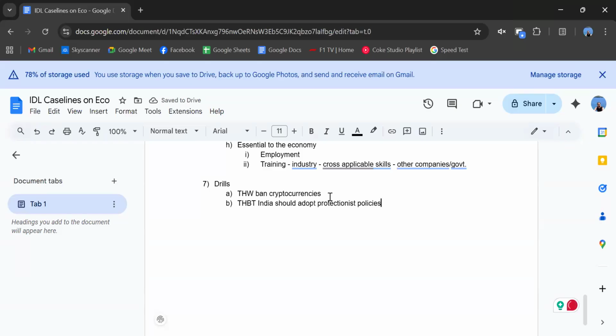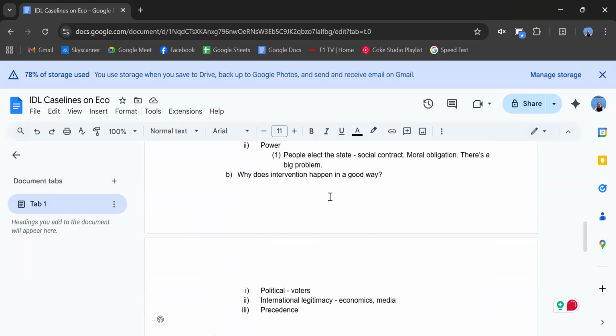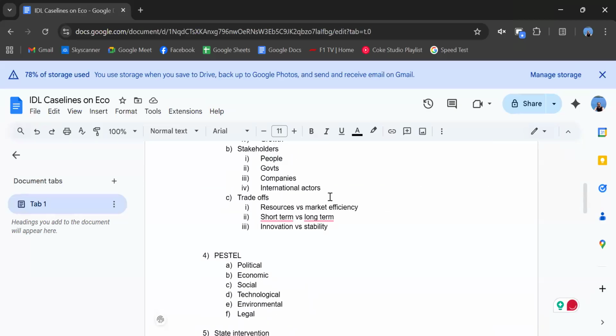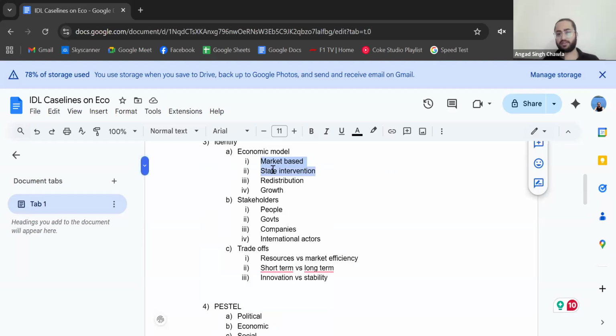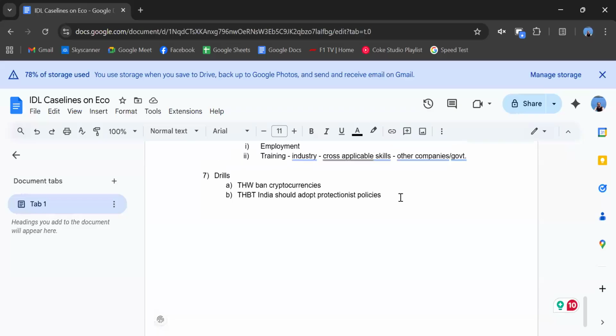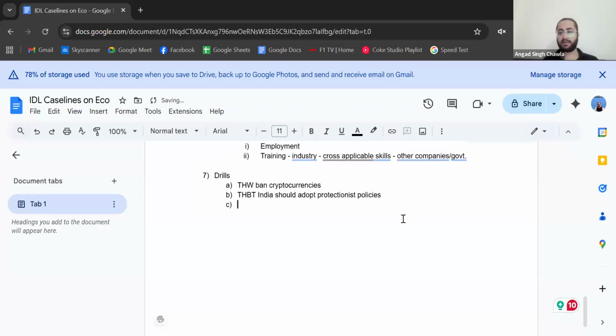Okay, so I think this would definitely be market, and government intervention, and maybe depending on what you're proposing, it could also be redistribution. Tough to say redistribution, but market and state definitely. But okay, first, can someone explain to me what protectionist policies are, very briefly?